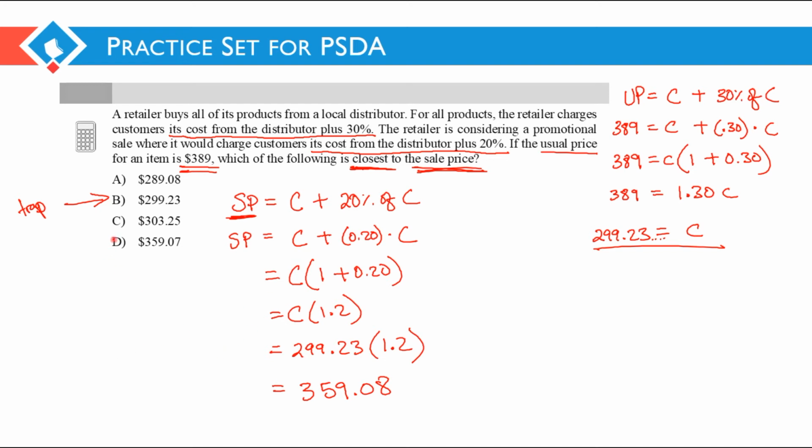And in our case, it's going to be answer choice D because it's 359.07. So that's going to be closest to the sale price. You'll never have to choose between 359.07 and 359.08 and 359.09. So it's going to be pretty obvious. But in this case, our answer is D for donut.